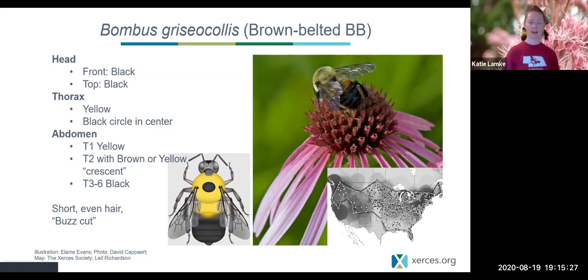The other thing that I've noticed with this bee is that it is very short and even, it's got like a nice little buzz cut to it. So when you look at some other bees, there's some that have long, shaggy hairs, but the brown-belted bee always has very short, even hair that always looks very groomed.